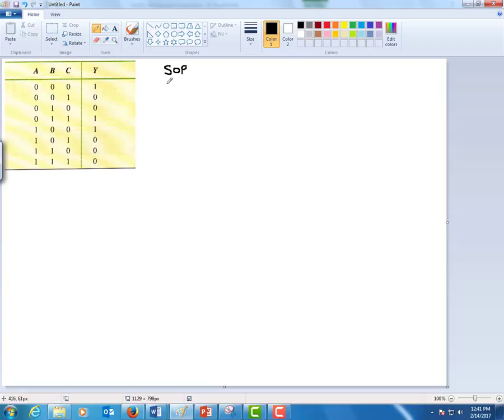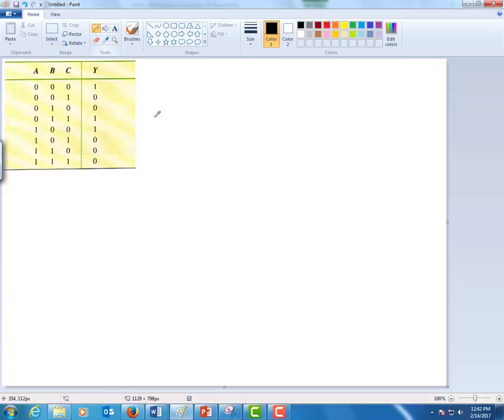Now we're going to use a method called POS. And guess what this stands for? It stands for product of the sums. Okay? Please forgive my handwriting, it's not that great. So, that's what we're going to do. And let's just get rid of that and we're going to start here.